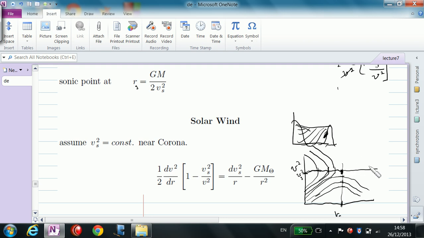Okay, and similarly, you can have solutions that do this. Let me erase this, it's annoying now. You can have solutions that do this. Now these are actually physical, but they start off supersonic, decelerate, and then they stay supersonic.